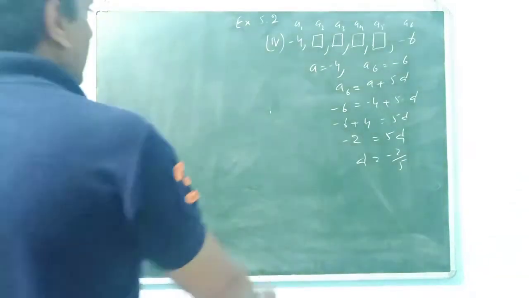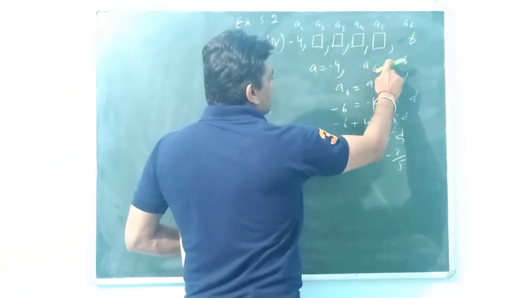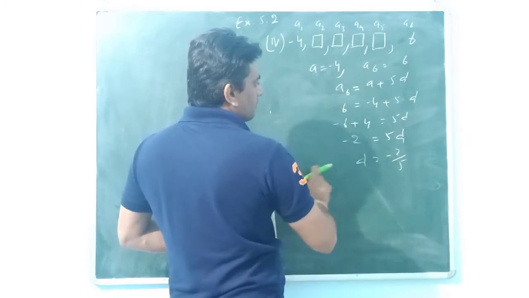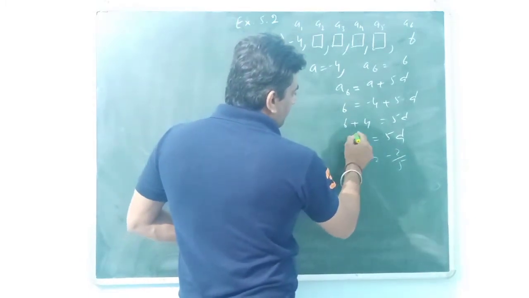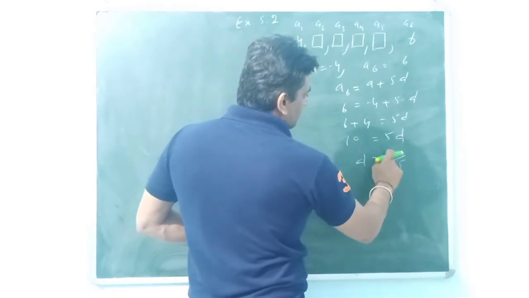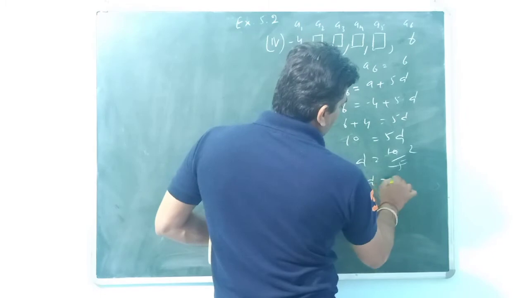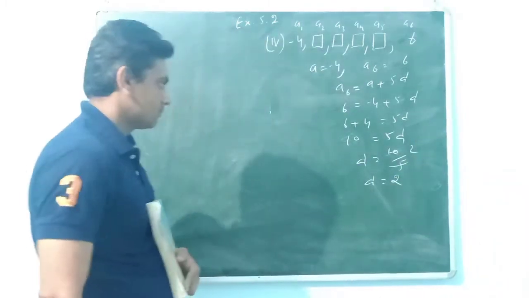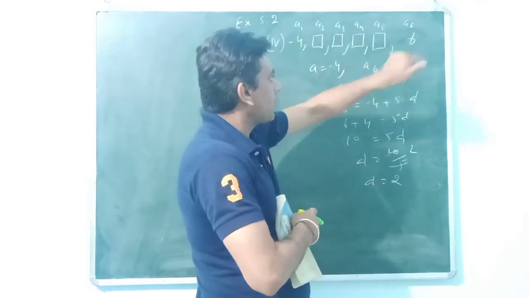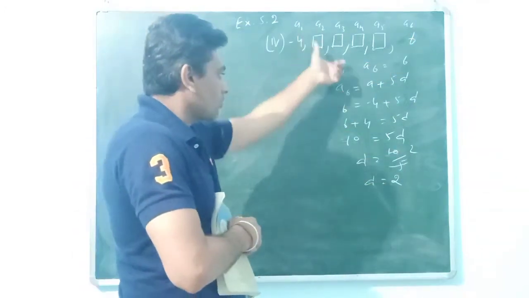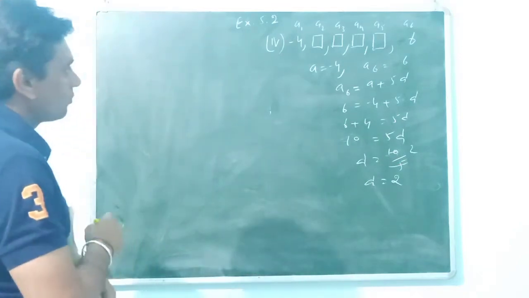Sorry, we have taken here minus 6, but this is plus 6. This becomes plus 10 and this becomes 10 by 5. D is equal to 2. By mistake, this 6 was taken as negative, so from that we calculated the value of D wrong.